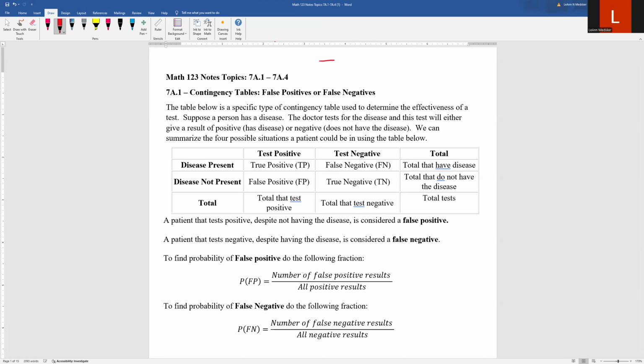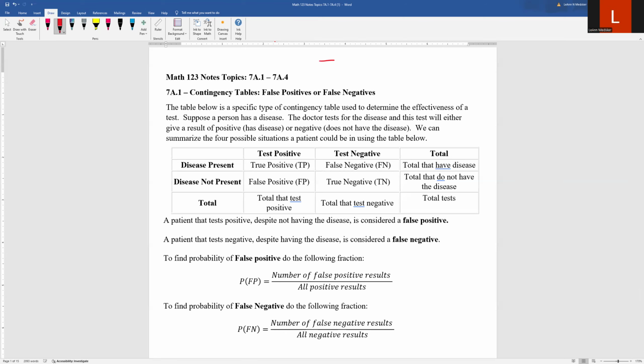Suppose a person has a disease. The doctor will test for the disease, and this test will either give a result of positive, which means they have the disease, or negative, which means they do not have the disease. We can summarize the four possible situations a patient could be in using the table below. Now, the problem is these tests are not 100% accurate.